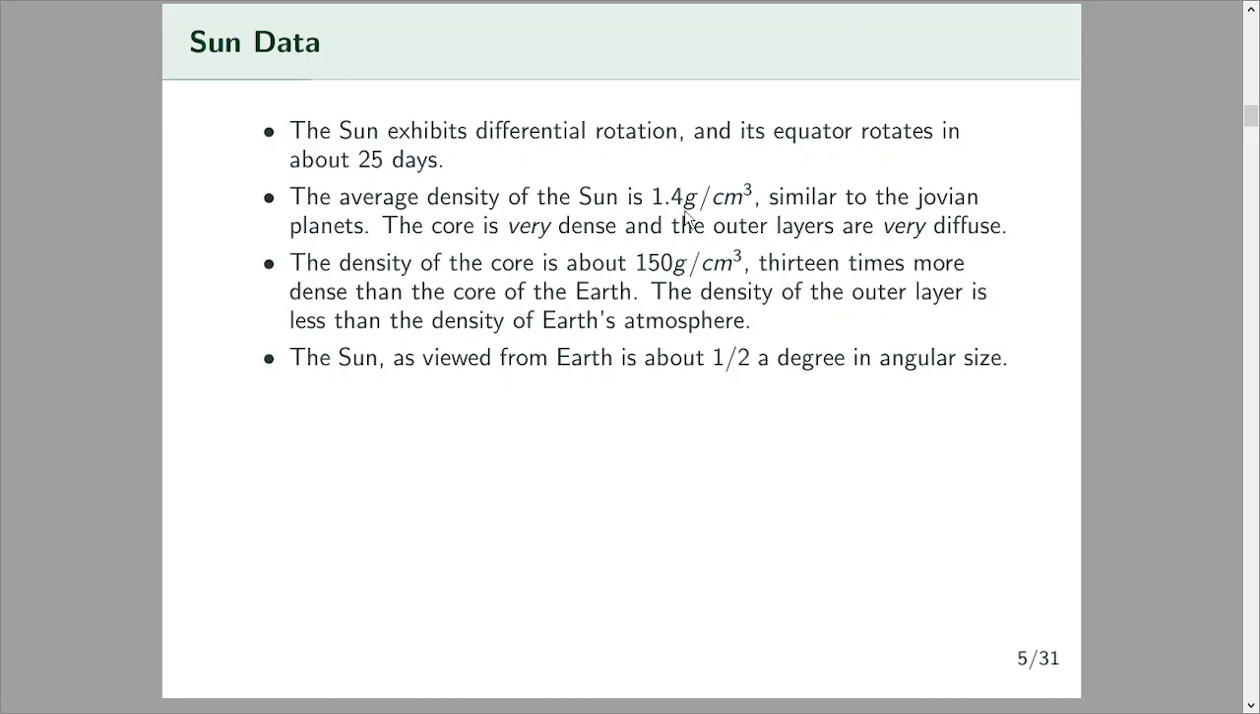The average density is about 1.4 grams per cubic centimeter. This is much more in line with the Jovian planets than it is with the terrestrial planets. It turns out that number, though, is a little weird because the core is very dense and the outer layers are very diffuse, so there probably aren't any real regions in the sun that have this density. It's just what they average out to.